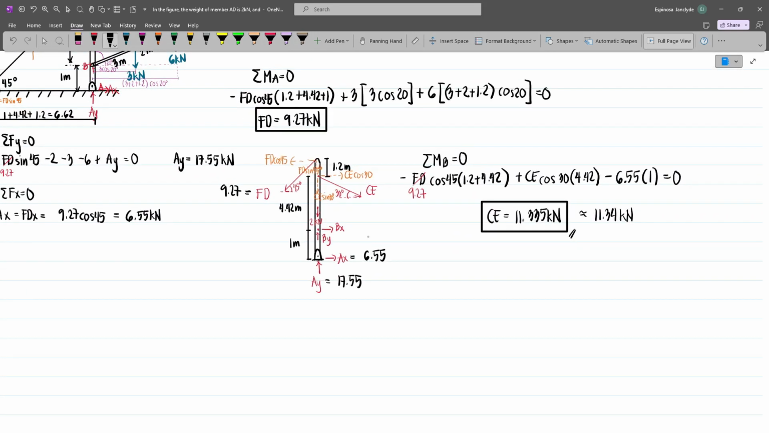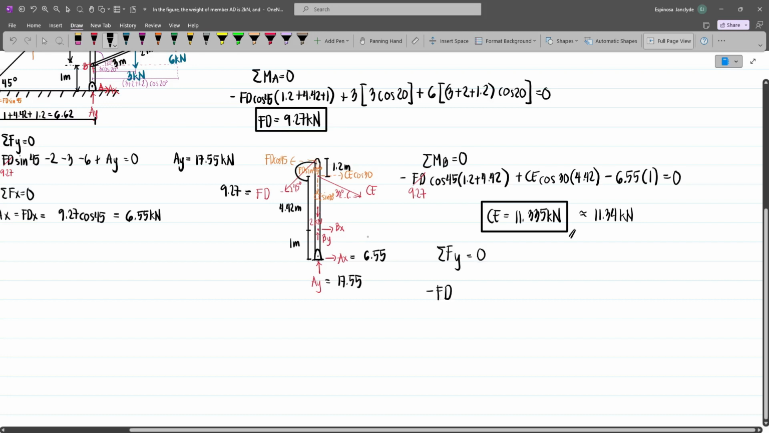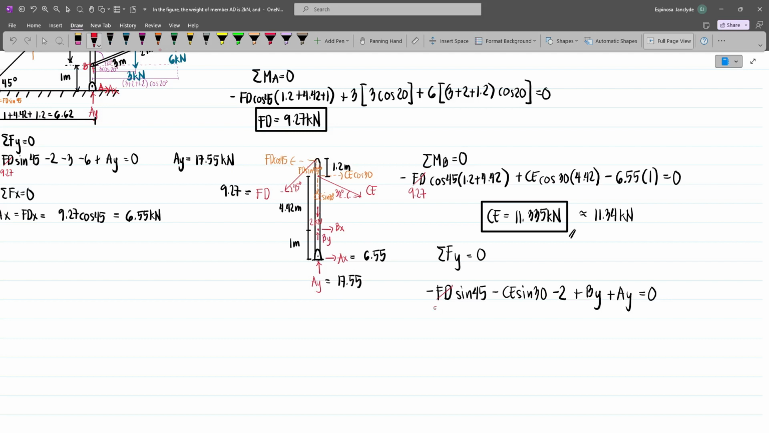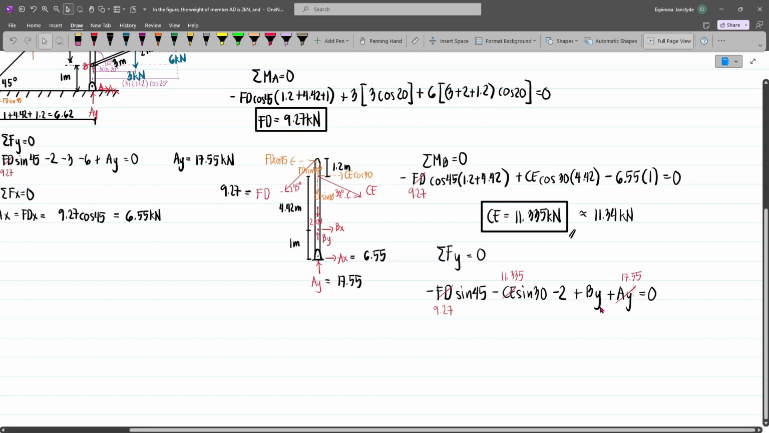And then now, to get the resultant reaction at B, we first have to find BX and BY. And then we can obtain that by summing up forces horizontal and vertical. So summing up vertical forces, we have minus FD sine 45, and then minus CE sine 30, minus 2 kN, plus BY, and then we have plus AY. And then this is equal to 0. But we know that FD is 9.27, and then CE is 11.335, and then AY is 17.55. And so we can now solve BY.